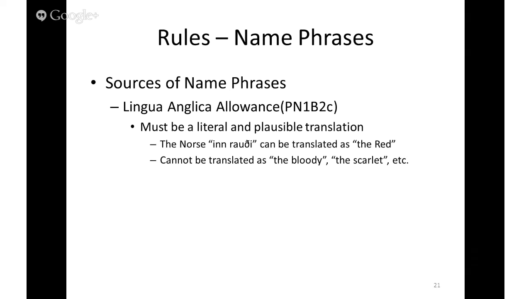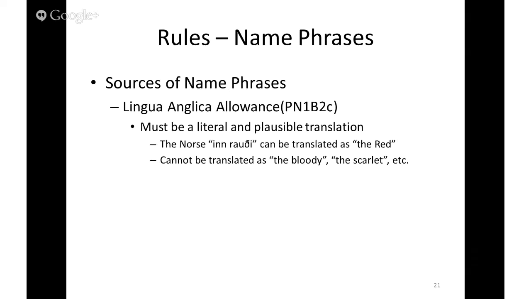So, for example, we have the Norse byname Inraudi. Inraudi is translated as the Red, as in, for example, Eric the Red. So you can register a Norse name with the Red in it, but you can't make that the Bloody or the Scarlet. It has to be literal and plausible translation. Now, the important thing to remember is, in order to use the Lingua Anglica allowance, you first have to document that name, either as an attested or constructed, in that language.